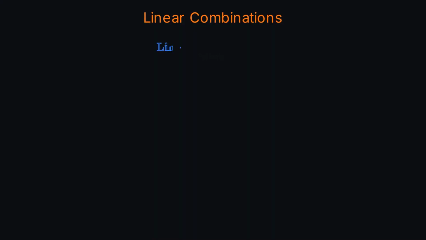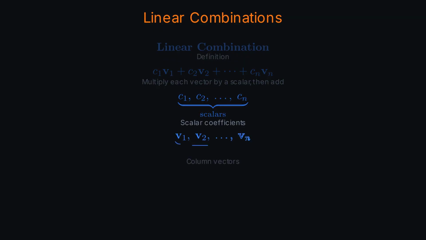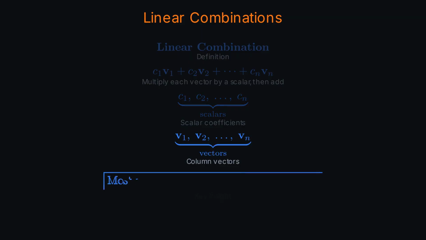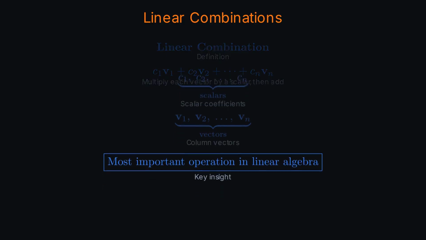This is a linear combination. You multiply each vector by a scalar, then add them together. That's all there is to it. In general, the formula is c₁ times v₁ plus c₂ times v₂, and so on up to cn times vn. This is the single most important operation in all of linear algebra. The column picture puts it front and center.